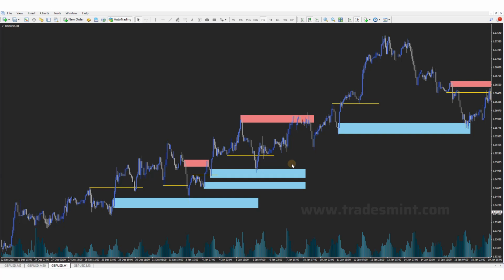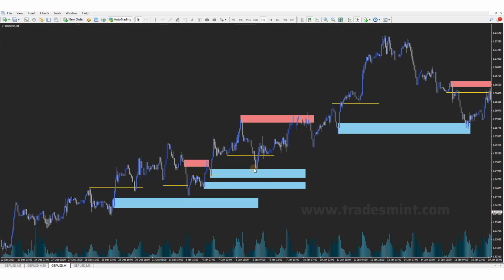Here comes a big rule, or we can say law, with supply and demand: if we have two zones very close to each other, as here, this is a distance of like 7 pips, there's a big probability that the price, when it's going to the first demand, wants to also reach the second one. In this scenario, it didn't happen, but we need to keep this in mind when we are looking for a buy in the higher demand.